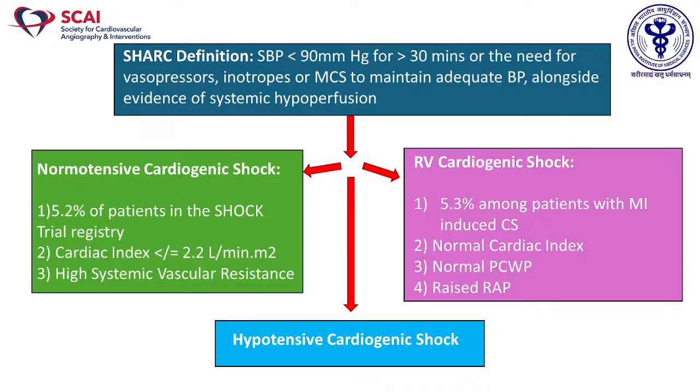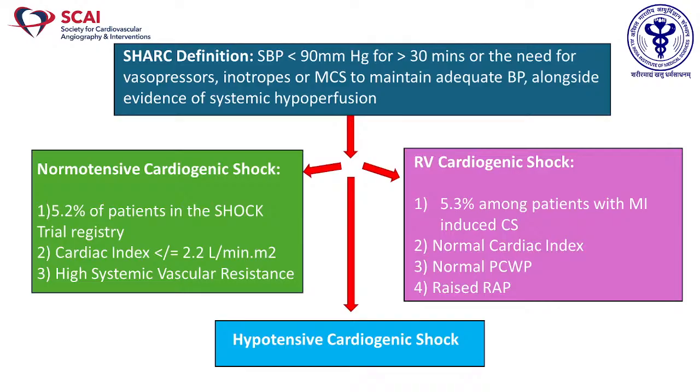So the definition of cardiogenic shock, as we have discussed, more or less similar, is systolic BP less than 90 mmHg for more than 30 minutes, with need of vasopressors, inotropes, or mechanical circulatory support to maintain adequate BP, alongside evidence of systemic hypoperfusion. They are further divided into 3 types: normotensive cardiogenic shock, hypotensive cardiogenic shock, and RV cardiogenic shock.